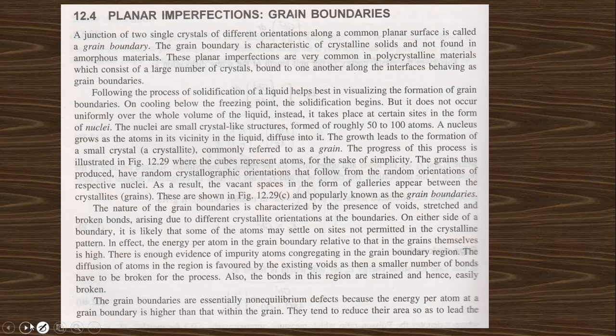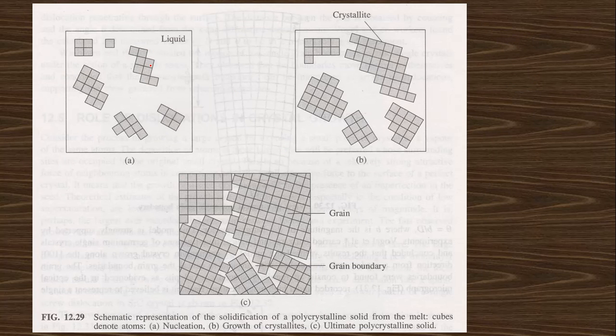If we come to the planar imperfection, there are three types of defect: point defect, line defect, and plane defect. So now we come to the planar imperfection, that means planar defect. You can see in this figure, within the liquid, this is one plane, two planes. You can see this is the grain because there is some periodicity. This is the crystal portion.